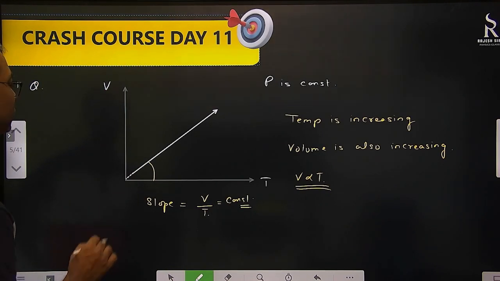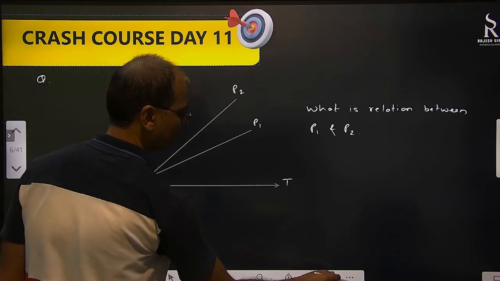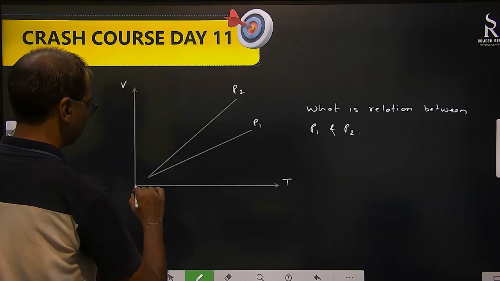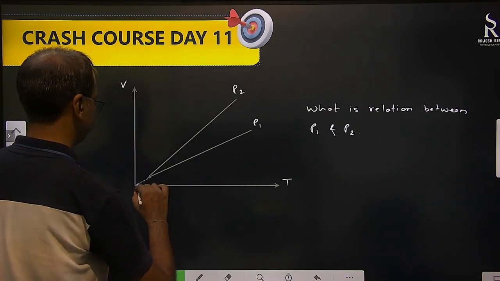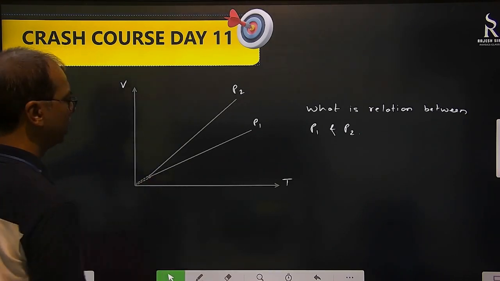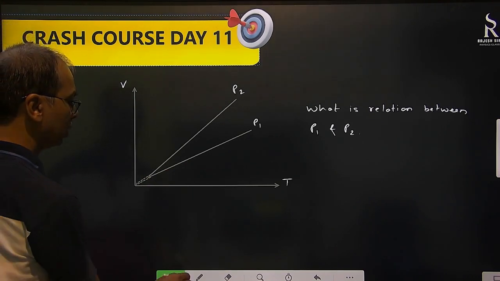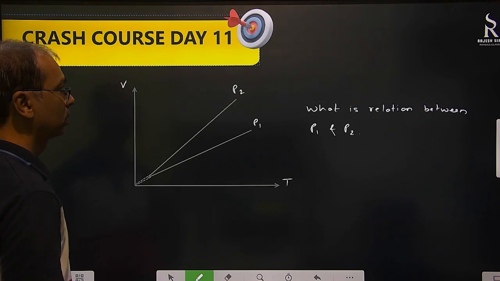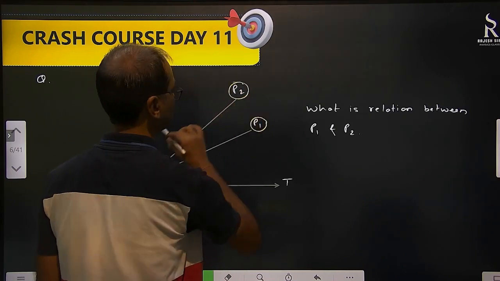Now the questions will be on this VT graph. Let's see what these are. So this VT graph, we are asked what is the relation between P1 and P2, and here also our graphs are actually like this. Okay, one more we will make something like this. So both actually are starting from origin or look like starting from origin. So in both the cases, what I can say, pressure is constant. So this pressure throughout is constant. This pressure throughout is constant.